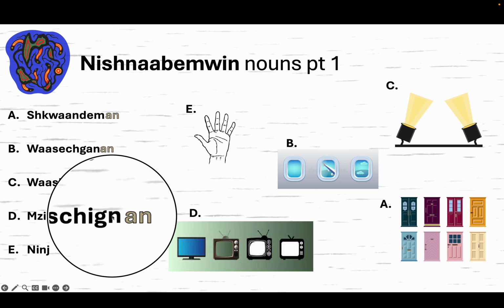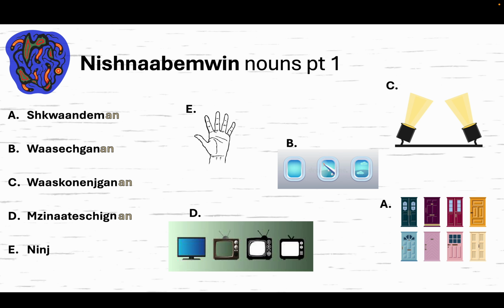Take note that we had some funky stuff going on here. We'll explain that later in the lesson. And lastly, ninj is going to be pluralized like our example, sin. So the plural of ninj is ninjin, hands.